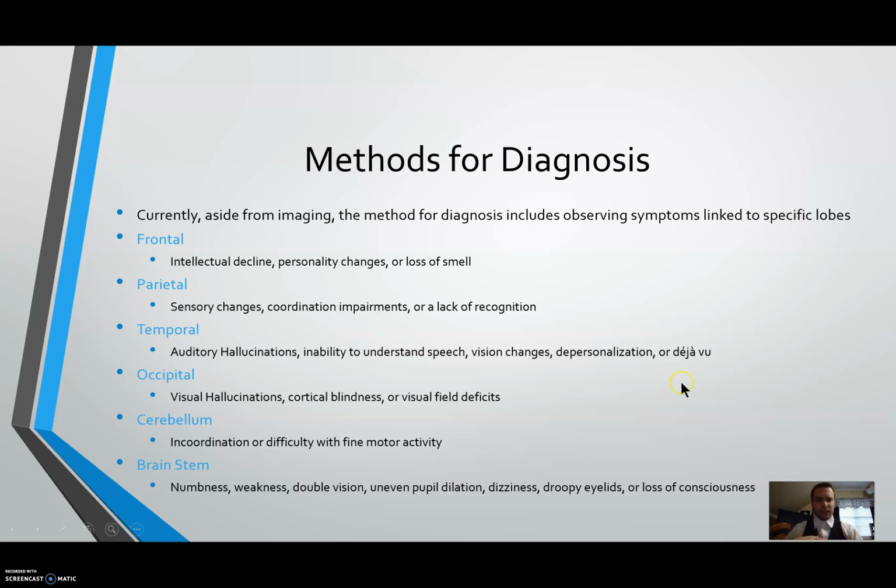I believe Miss Kim mentioned deja vu to us when we were learning about the temporal lobe. Occipital lobe, visual hallucinations, obviously, cortical blindness, and visual field deficits. In the cerebellum, you're going to see things like incoordination or difficulty with fine motor activity. And in the brainstem, you're going to find numbness, weakness, double vision, uneven pupil dilation, dizziness, droopy eyelids, or even a loss of consciousness.